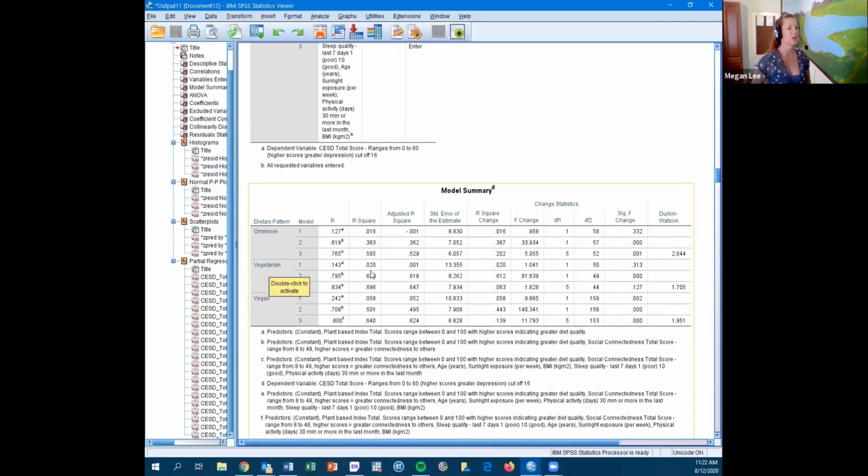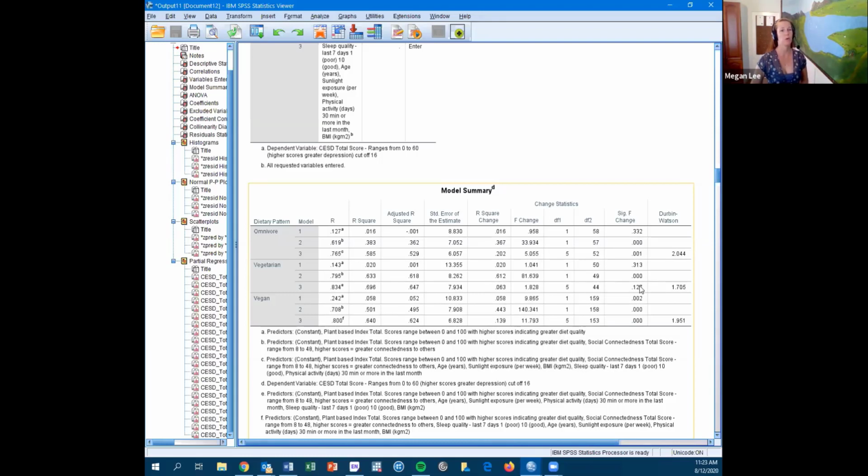So let's look at vegetarianism. What have we got here? We've got our R squared for diet is 0.02, so that's 2% variability in depression. And that's not significant either. Social connectedness is 63%. It is significant. And the confounding variables add 6%, but that's not significant. So in model 2, only social connectedness is significant for vegetarians.